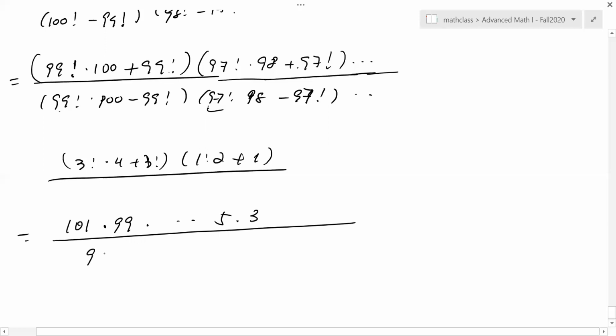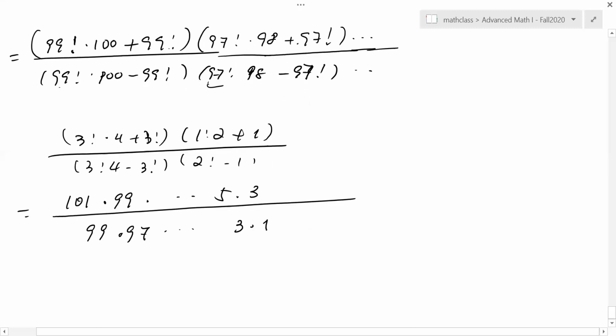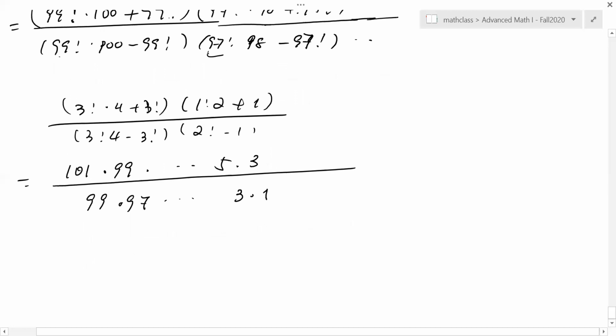Here, 100 minus 1 is 99. Right? Then 98 minus 1 is 97. And the last one here is 2 minus 1, right? And here 3 factorial, 4 minus 3 factorial. So what you get here, last part is going to be 4, it's a 3 in this one. Okay? So you can simplify, right? You will see that all of them are gone, just one away. Okay, so one way is the answer.